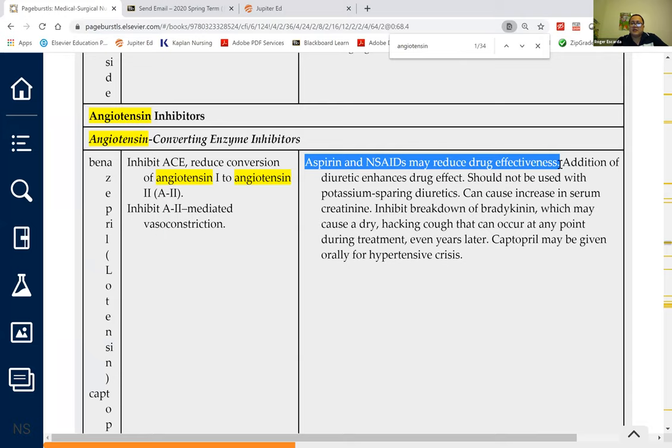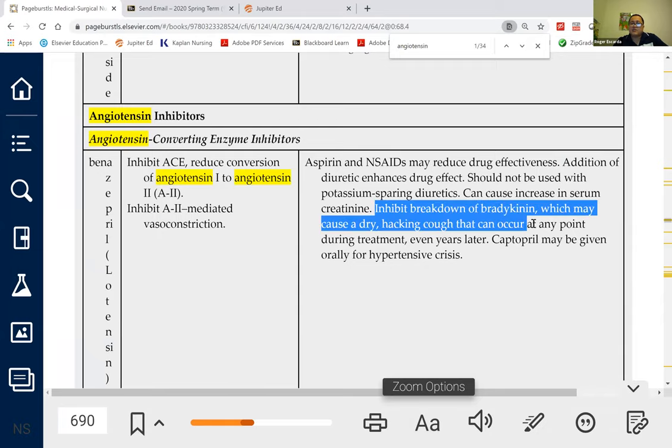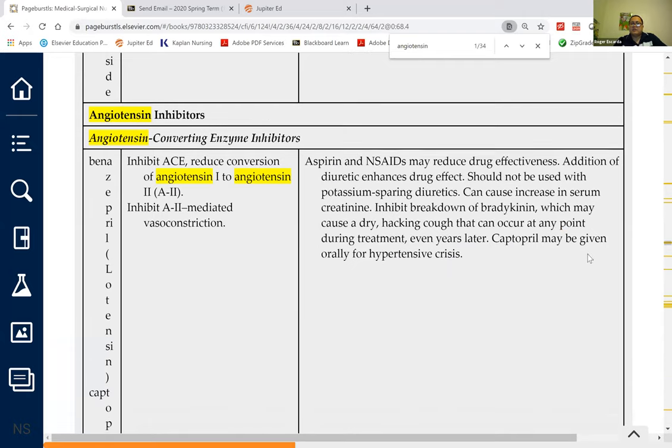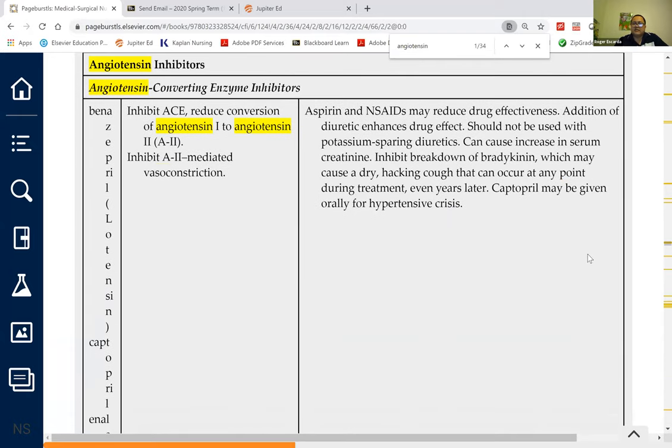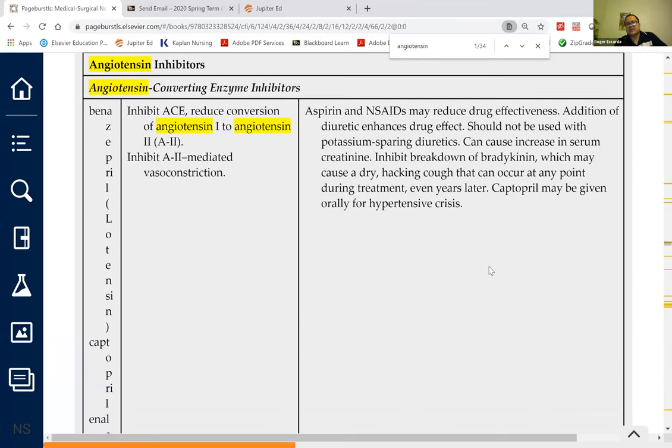And then here, because of the action of the drug, because they break down bradykinin, it will cause a dry hacking cough. Right? So if the patient develops that, what do they tend to do? I don't like that drug because it causes this dry cough. Non-compliance. Exactly. But are they stuck with the one drug though? Do they have to take this particular drug if it's causing all these side effects?